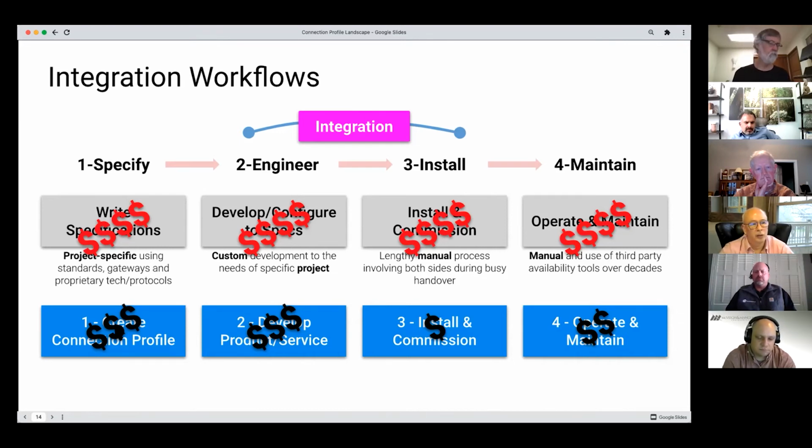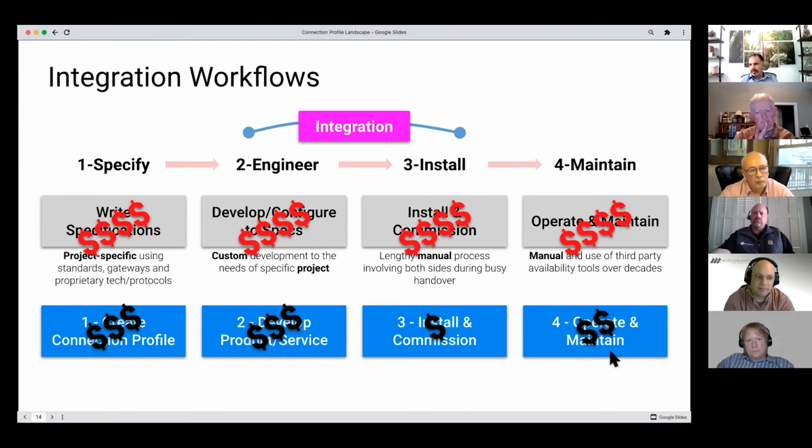The profile gets used over and over again, the same with the product development. The install becomes really simple, and therefore doesn't cost very much, and the maintain phase is similar. So that's how I see this in comparison with traditional ways of integrating different systems together.